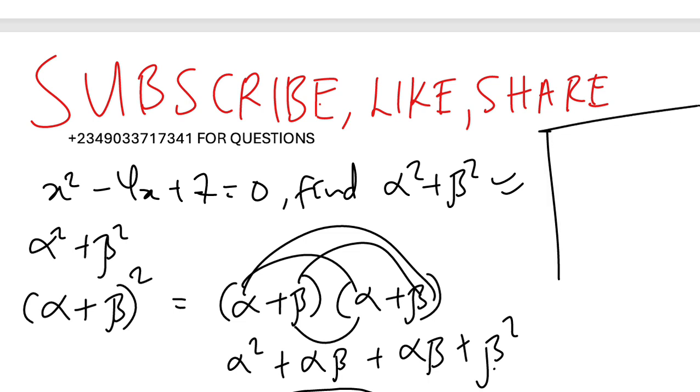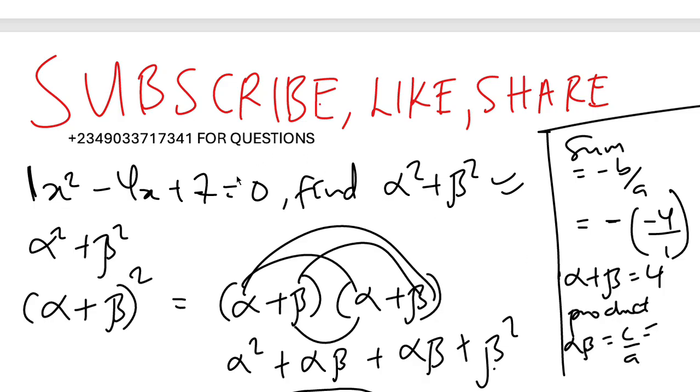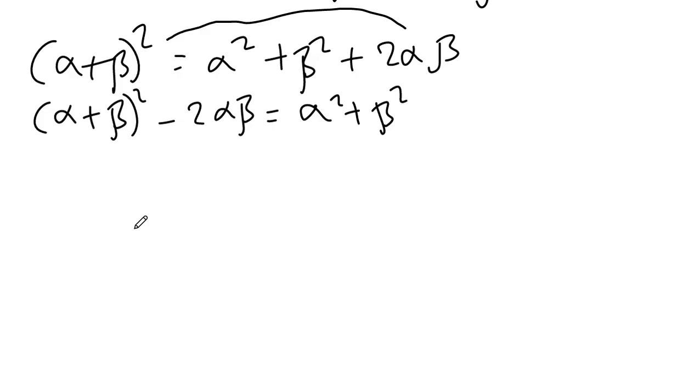So if we are to find the sum, it is simply negative b over a, right? So in this case it's going to be negative 4 over 1, because in this case a is 1, so that will be 4. So the sum of the roots is 4. That means that alpha plus beta is 4, and then the product, which is alpha beta, is c over a, and in this case c is 7 and a is 1, so that will be 7 over 1. So we now go to what we have here and substitute.